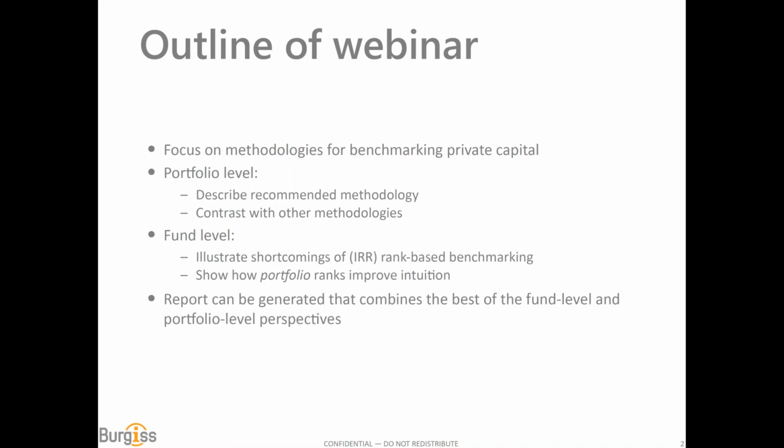And then next, we're going to turn to the fund level question. We're going to illustrate the shortcomings of the popular IRR rank-based benchmarking approach. And in particular, we're going to show how portfolio ranks can improve some of those problems. And then finally, we're going to talk about how we can generate a report that combines all of the information at the portfolio and the fund level into a best practices report that we think is pretty useful.